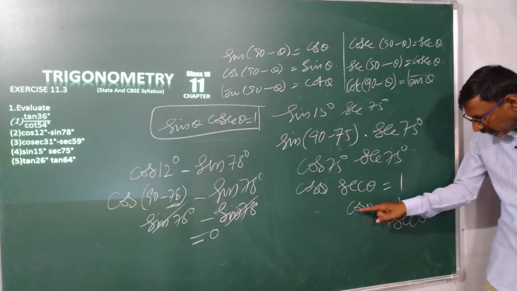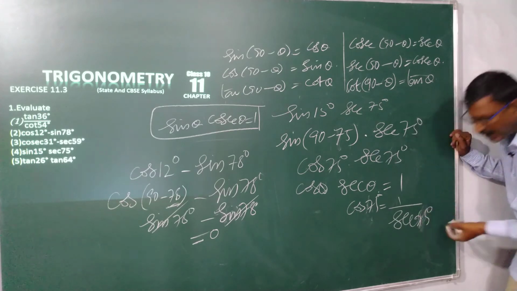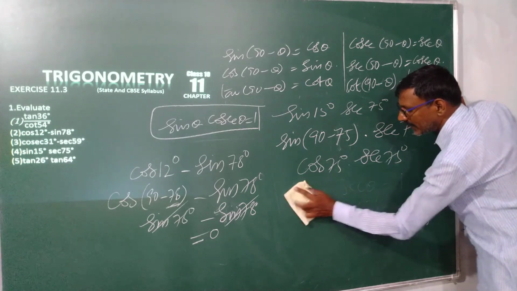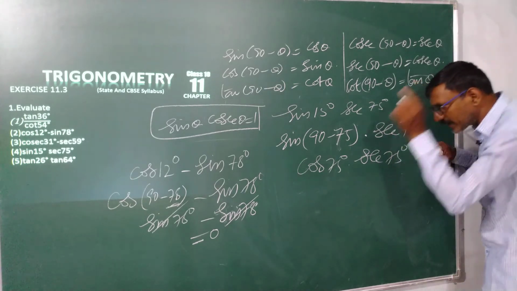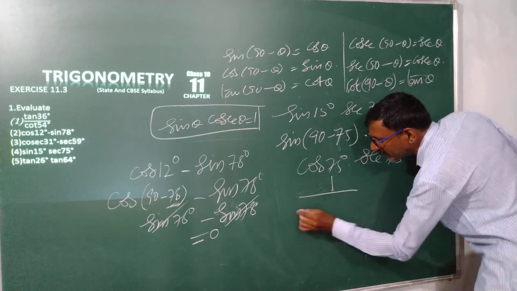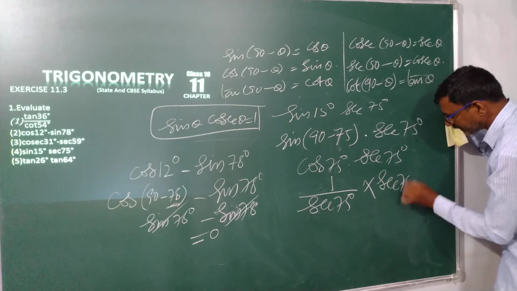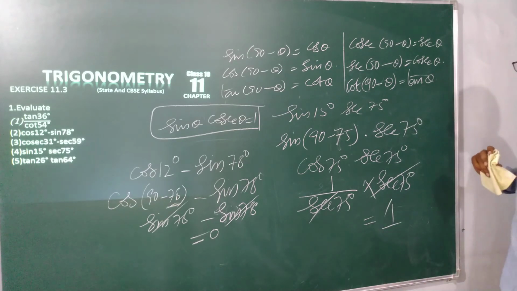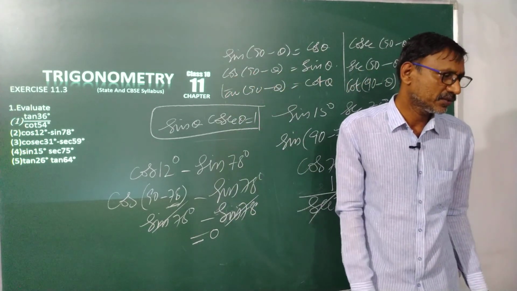Do you understand my point? Cos here we have 75 degrees. Here we can write 75 degrees by the formula. So by using that concept, cos 75 degrees, we can write as 1 by sec 75 degrees, into sec 75 degrees. Both get cancelled, we get 1. Similarly, you try this one. These two are inverse ratios.